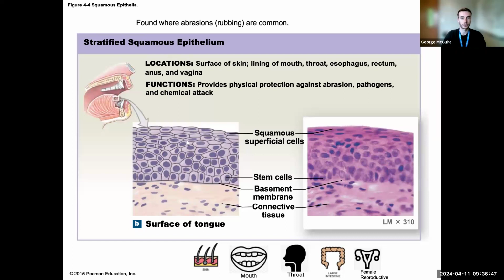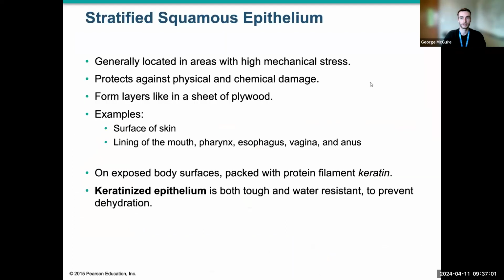So since we have multiple layers of these squamous cells, if some get rubbed off, that protection isn't completely removed, right? We have other cells below them that are still protecting the deeper connective tissue underlying it. So generally located in areas with high mechanical stress, protecting against that stress, as well as chemical damage, right? So not just friction, but potential exposure to chemicals that would damage our living cells that have higher functions.